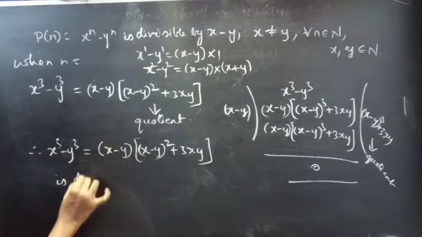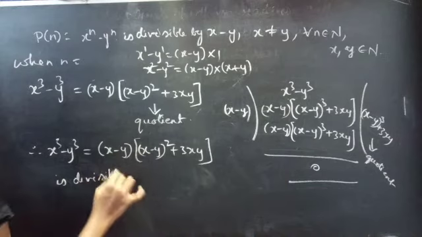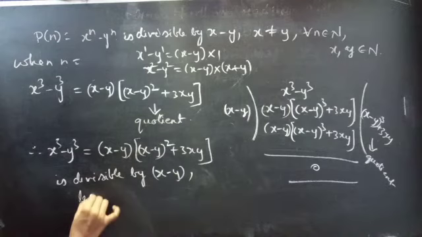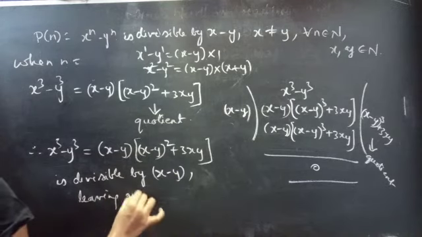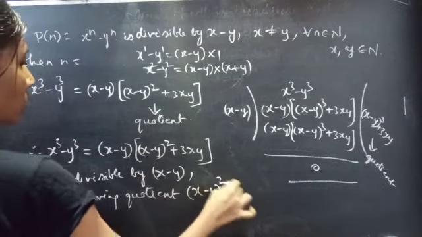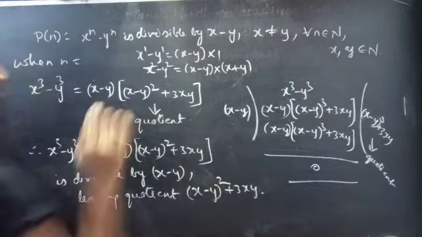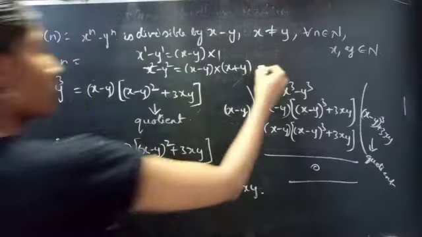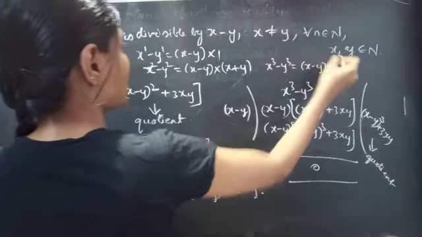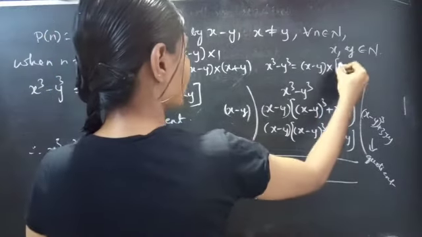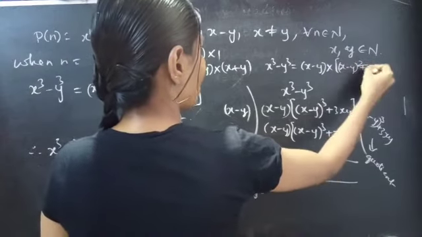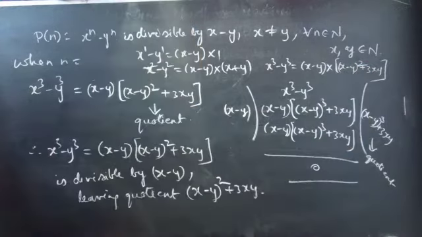Now therefore x cube minus y cube, a multiple of x minus y, is divisible by x minus y, leaving quotient (x minus y) whole square plus 3xy, right? So x cube minus y cube equals a multiple of x minus y with quotient (x minus y) whole square plus 3xy, right?